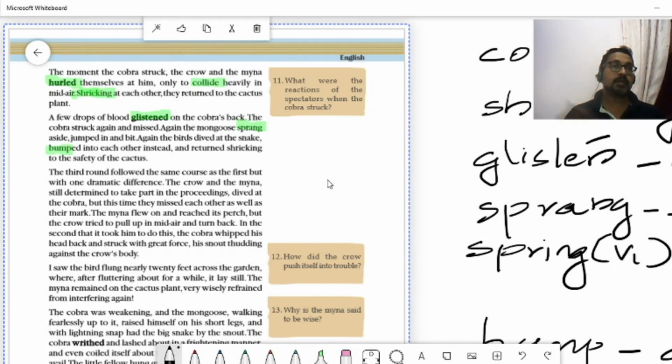They collided with each other. When they darted at him, when they hurled at him, when they flew down at him, they collided with each other. Crow and the myna collided with each other, and they returned to the cactus plant.